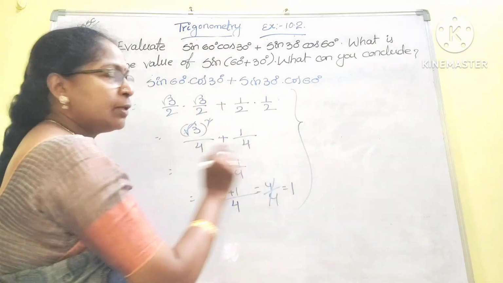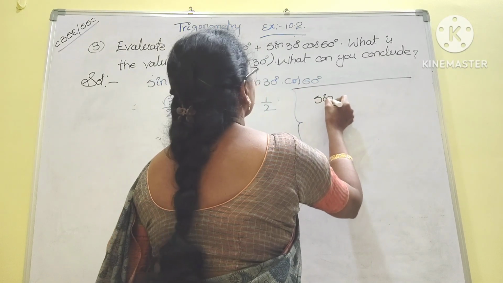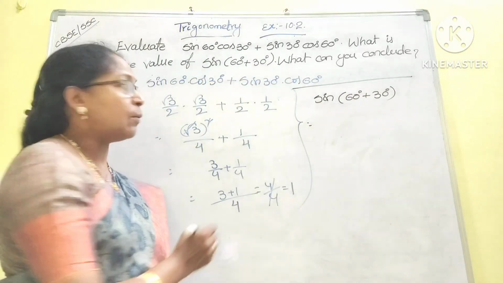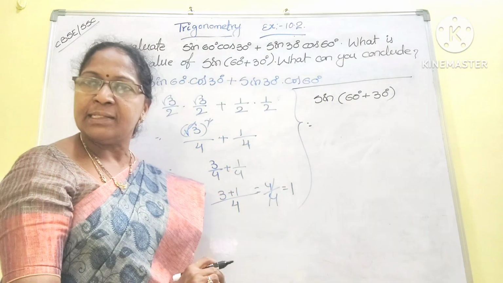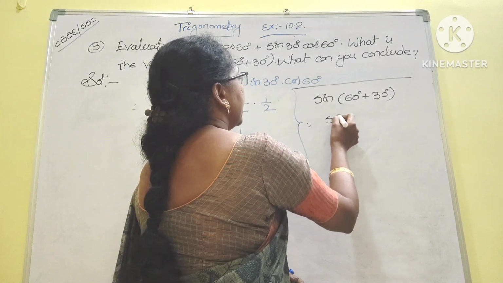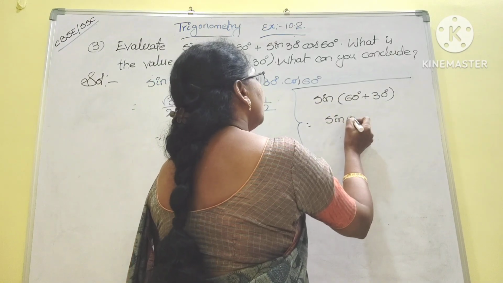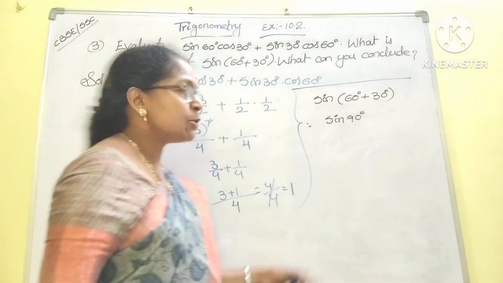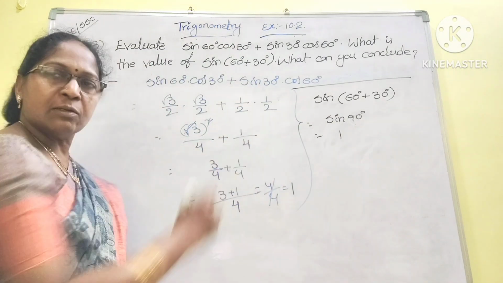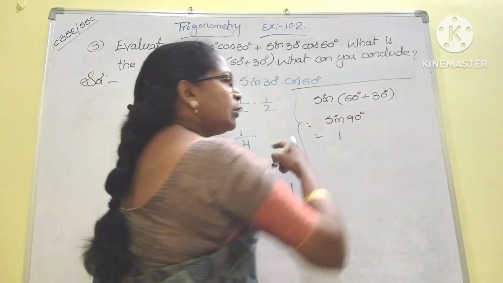First one we already found the value. Second one, what is the value of sin 60 degrees plus 30 degrees? This value also you have to find out. Here in the bracket 60 plus 30 is there, so in the bracket whatever the values are, you have to add those values. That means sin of 60 plus 30 equals 90. So directly you write sin 90, where sin 90 equals how much? If you observe these two questions, here also we got 1 and here also we got 1. So both values are equal.